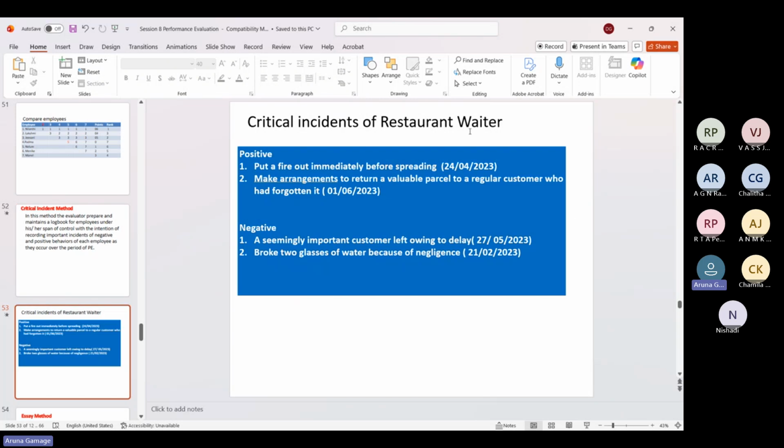So shall we change this to 25, last year? Last year. The period of evaluation is last year, not 23.